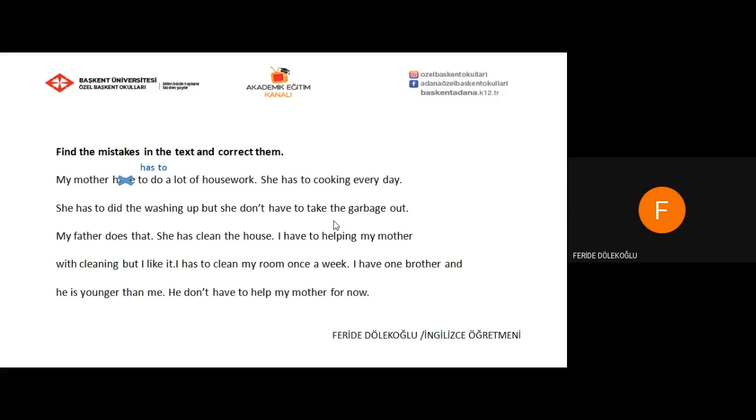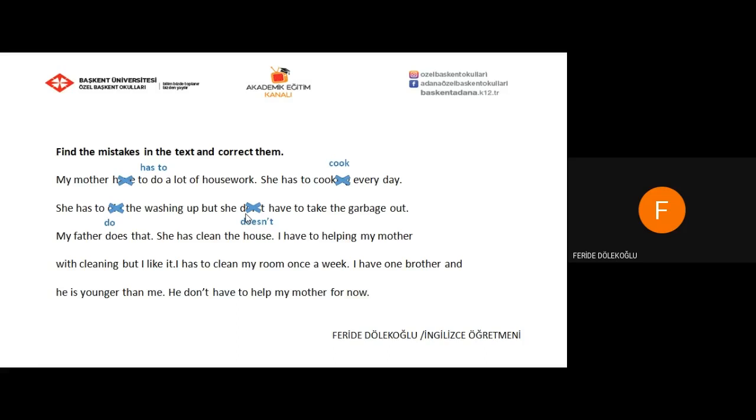She has to cooking every day. Here is another mistake. Remember, after have to or has to, we use verb one. So the correct sentence is she has to cook every day. She has to did the washing up, but she don't have to take the garbage out. We never say she has to did. We say she has to do. And you can see a negative sentence here, but there's a mistake. We say she doesn't have to.